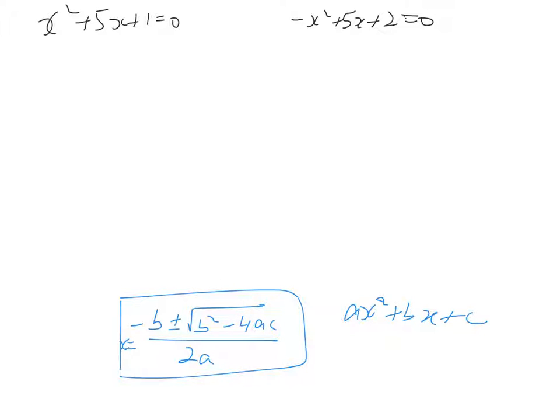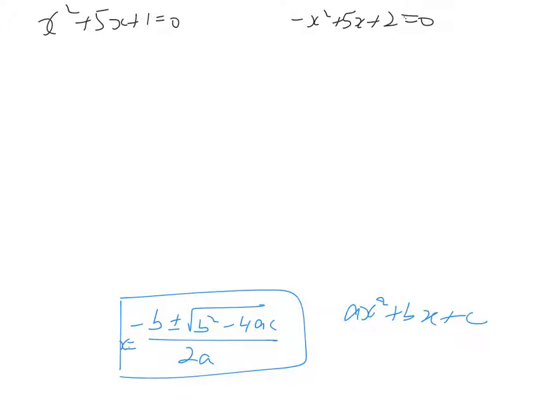This tells us values for x. So when we've got something written in the form of ax squared plus bx plus c, we substitute our values for a, b, and c into this equation, and that'll give us values of x. So it's just substitution. Okay, so let's see. So a is the coefficient of x squared, b is the coefficient of x, and c is a constant.